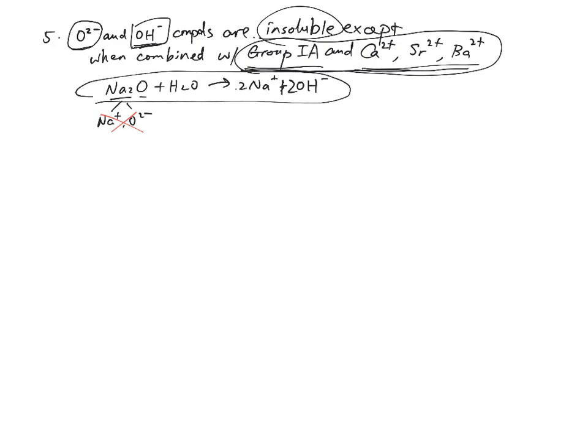So these guys are going to react with water. Group 1A metal oxides are going to react with water and still get a strong base. Okay, and similar for calcium, strontium, and barium. These guys can react with water and make calcium ion and 2 hydroxide ions.